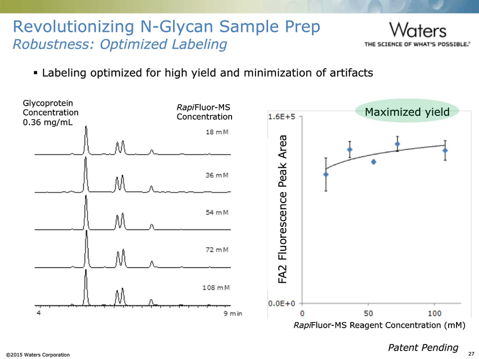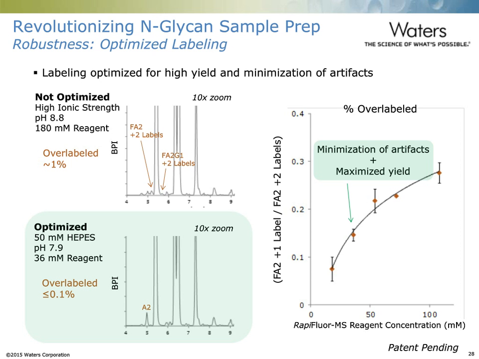Nevertheless, rapid tagging reactions must be optimized for not only yield, but also minimization of artifacts. Some have reported issues in applying rapid tagging reactions to N-glycan sample preparation because of the formation of artifacts resulting from glycans being modified by more than one label. Glycosylamines will be preferentially modified at their primary amine site. However, hydroxyl groups, for which there are many on N-glycans, can in fact be modified too, albeit with a significantly slower reaction rate.